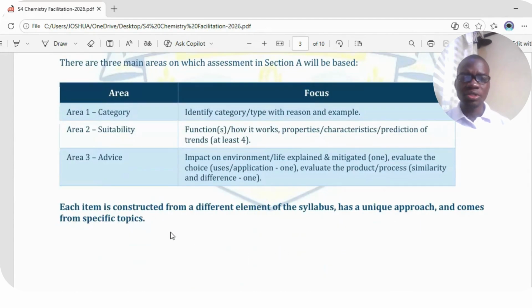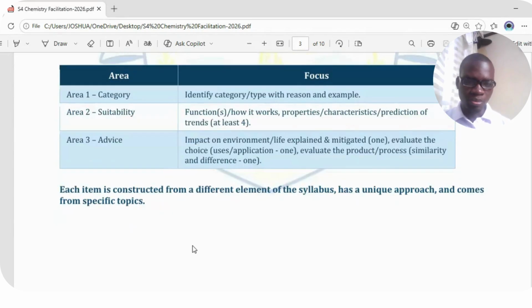So each item is constructed from a different element of construct and has a unique approach, and it comes from specific topics. That one I've already told you. These two items are coming from different topics. Item one has its own topics, and item two has its own topics.